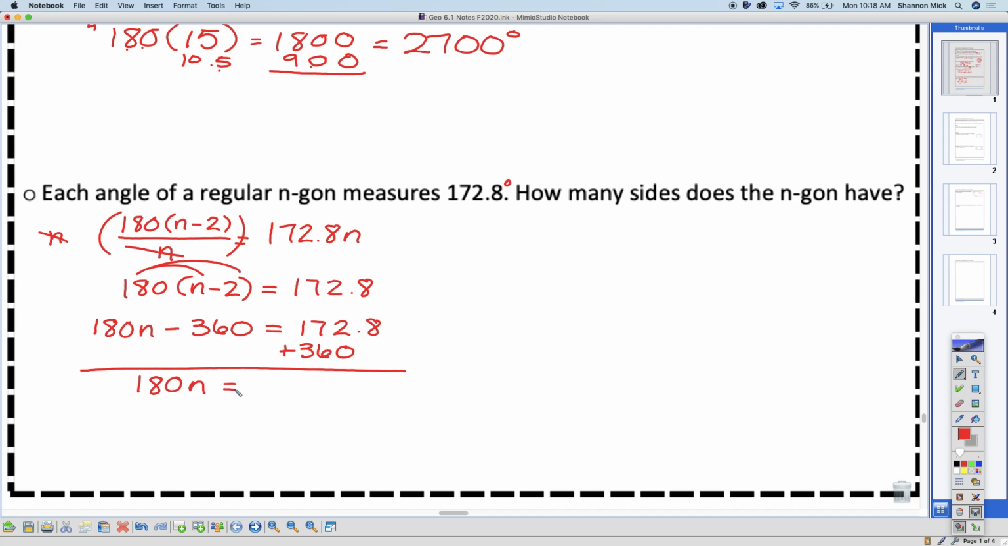Let's see, 4, 2080. Where did you get the 5 from? Oh, my calculations, my bad. 8 plus 0 is 8, 2 plus 0 is 2, 7 plus 6 is 13, carry a 1, is 532.8. And then I have to divide it by 180, don't I? And, oops, I forgot my 8.